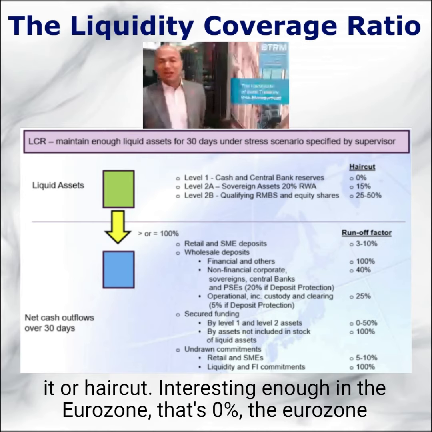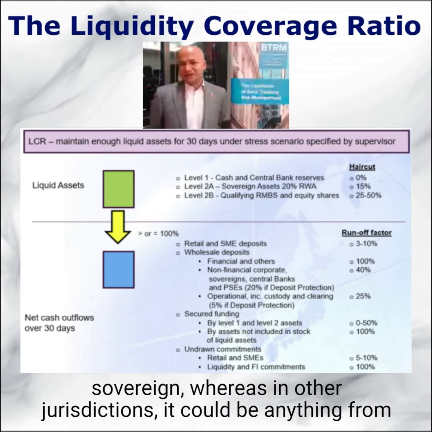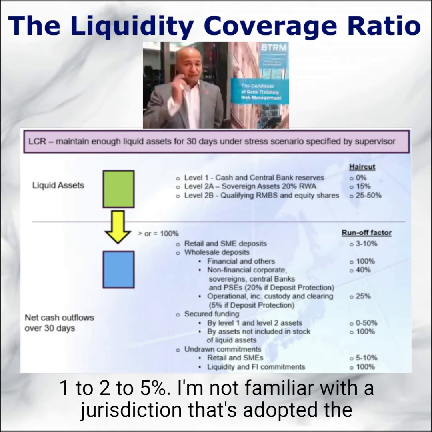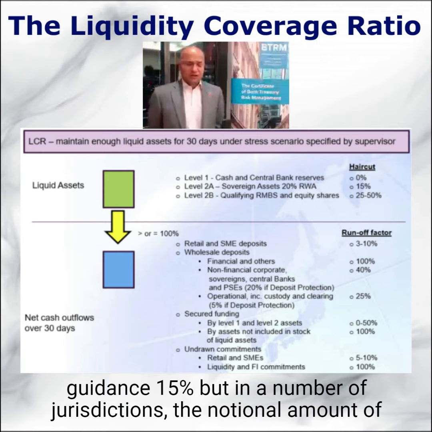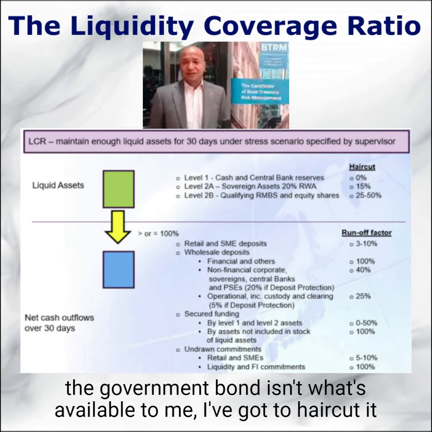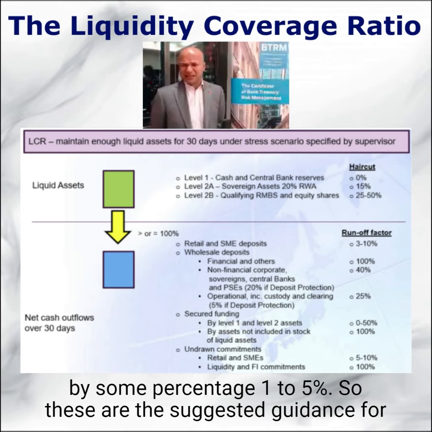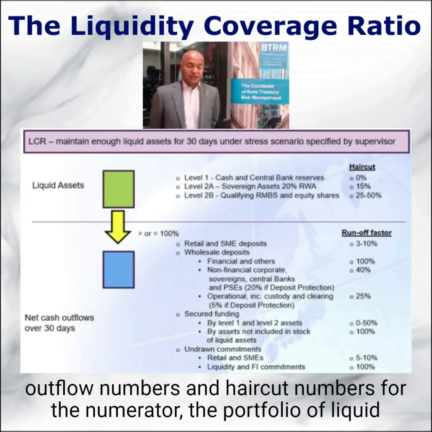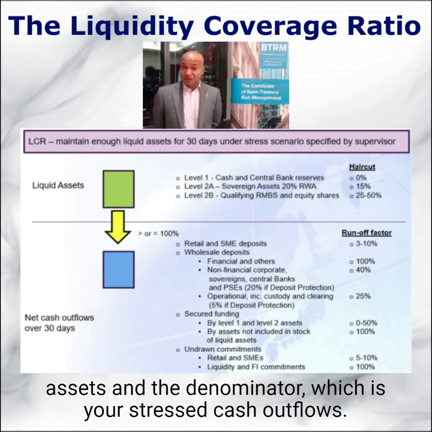Interestingly enough, in the Eurozone, that's 0%, the Eurozone sovereign. Whereas in other jurisdictions, it could be anything from 1 to 2 to 5%. I'm not familiar with a jurisdiction that's adopted the guide of 15%. But in a number of jurisdictions, the notional amount of the government bond isn't what's available to me. I've got to haircut it by some percentage, 1, 2, 5%. So these are the suggested guidance for outflow numbers and haircut numbers for the numerator, the portfolio of liquid assets, and the denominator, which is your stressed cash outflows.